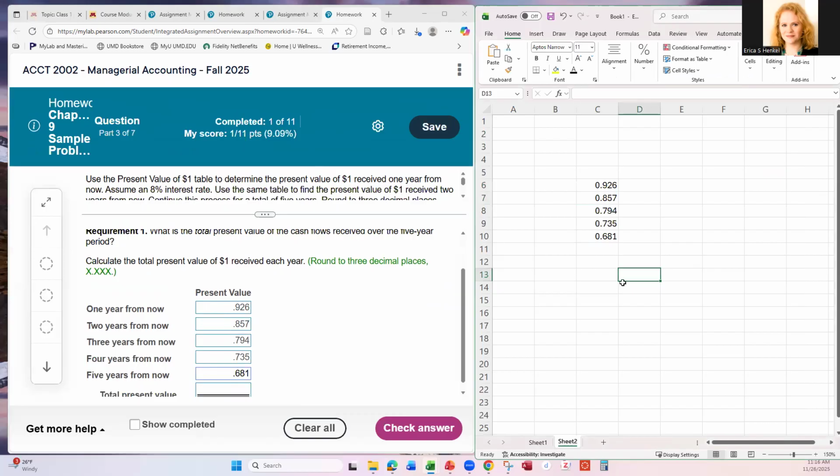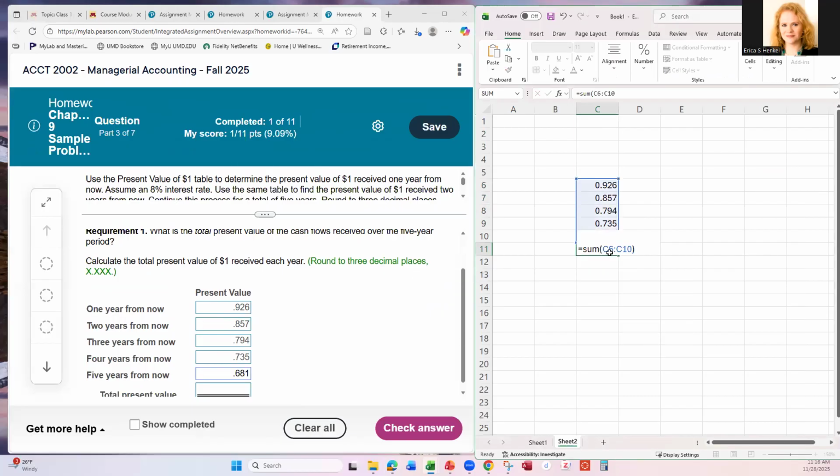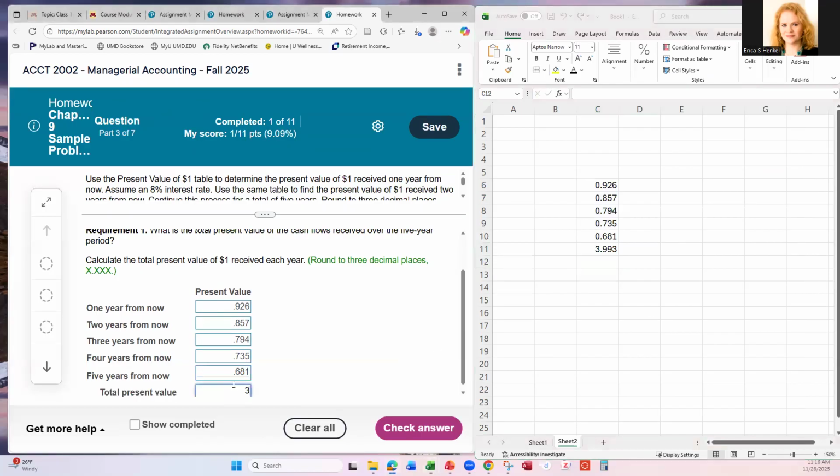Okay, so if I wanted to invest in order to get $1 a year for 5 years, the amount that I would need to invest at 8% interest would be 3.993. Now, this right here is a stream of an ordinary annuity, $1 a year received for 5 years.